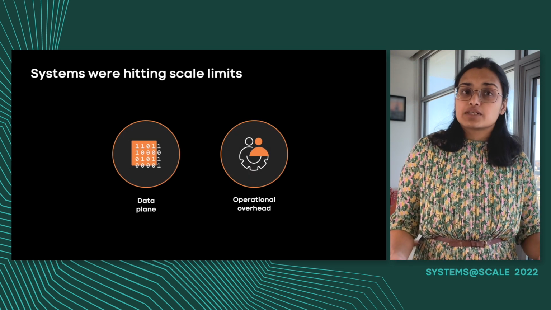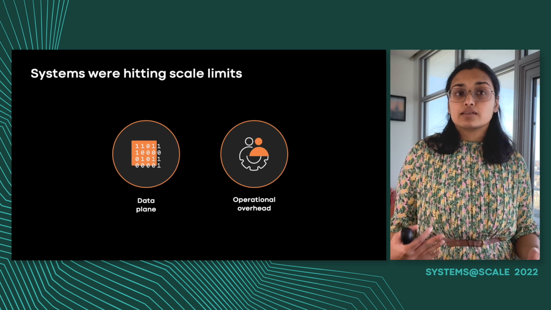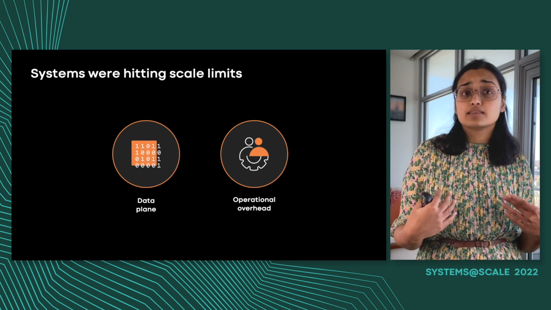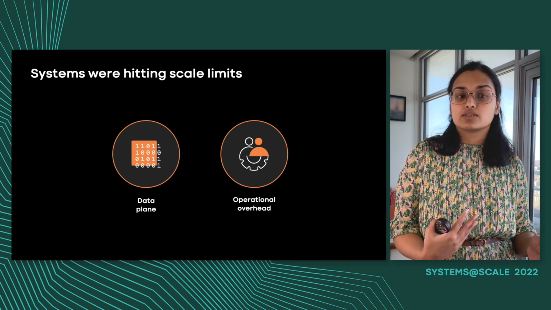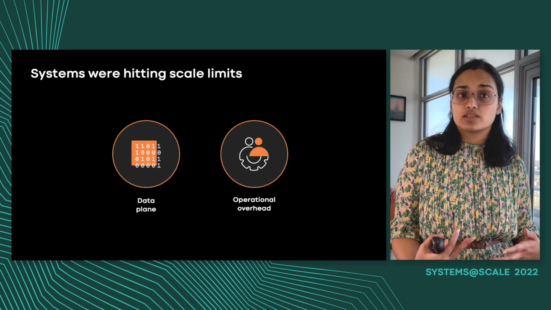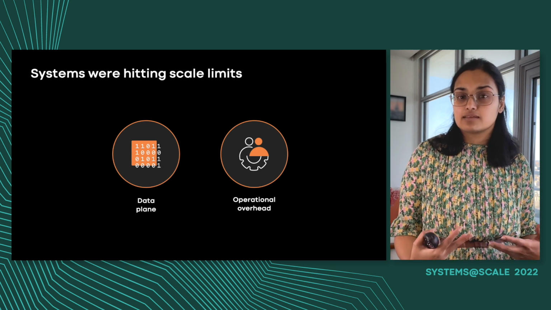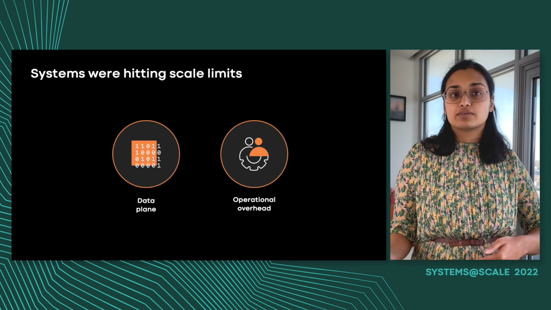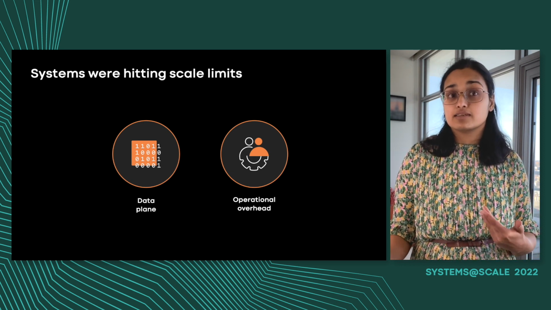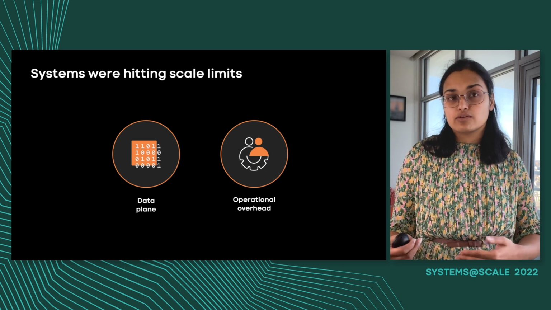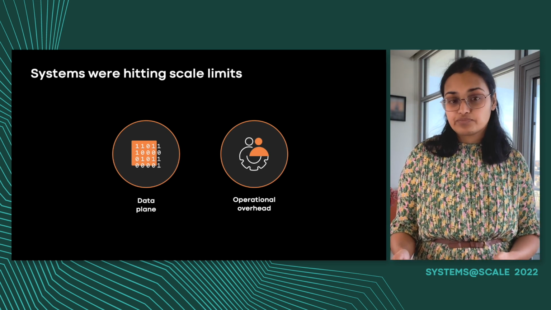Over time, these systems started hitting scaling limits as we continued to use them for larger and larger amounts of data. In the hierarchical caching case, it was the data plane that started hitting the limits, requiring more and more machines to be able to serve at the rate that we needed the data to be fetched. In the case of Rex and Torrent, what we found was that the operational overhead when things went wrong was much higher, and it made the overhead of operating these systems pretty high.